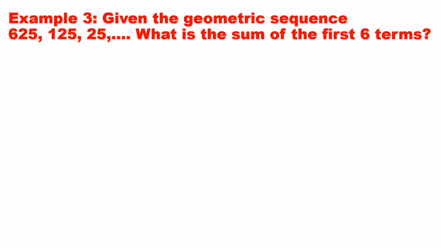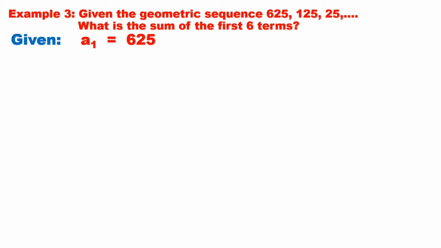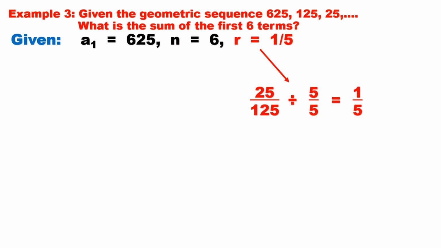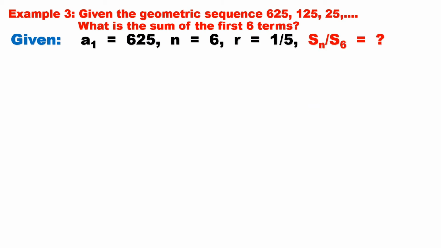Example number 3. Given the geometric sequence 625, 125, 25, and so on, what is the sum of the first 6 terms? The givens are a sub 1 equals 625, n equals 6, r equals 1/5, and s sub n or s sub 6 is unknown.